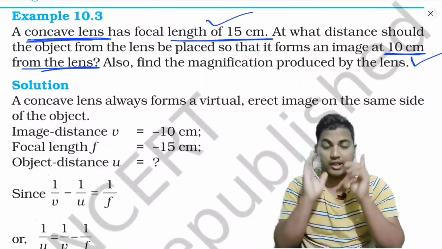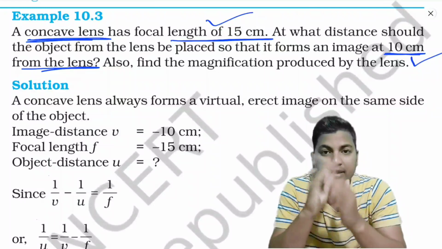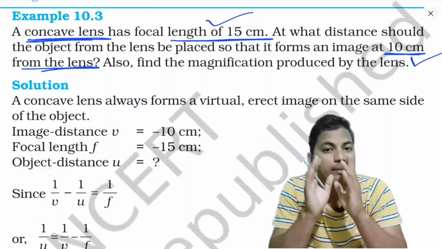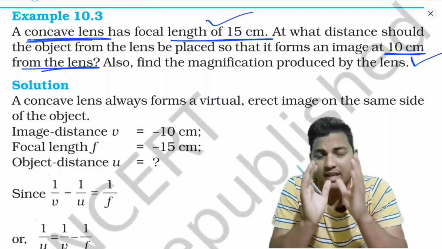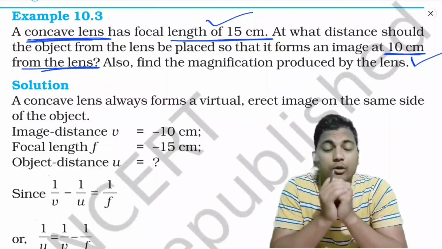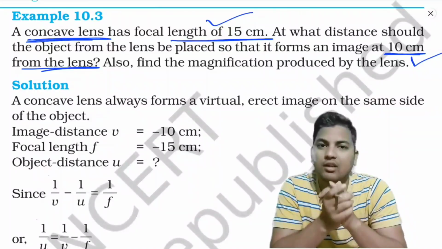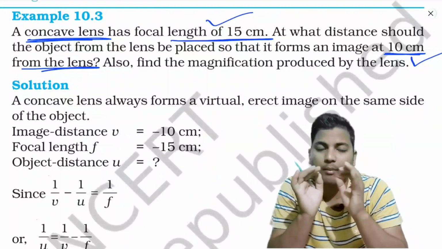Clear? And you should remember that this question is about a concave lens. So first, remember the cases in a concave lens. Only two cases we have learned, and in a concave lens our every concept has one thing in common: we will get only a virtual and erect image. Clear? So whatever the question may be, our answer will be virtual and erect.